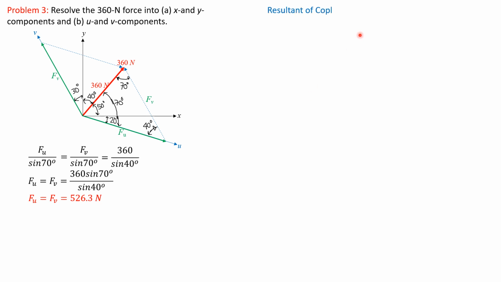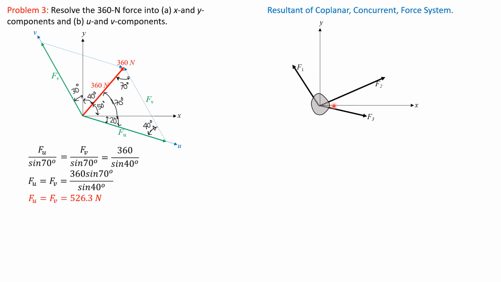Then let's have the resultant of coplanar concurrent forces, a concurrent force system. Let's just consider three forces. It may be two or more forces, and we find the resultant. In this case, I'll just consider three forces. There may be more than 3, 4, 5, 6, or so many forces acting at a common point. So they are concurrent, and because they lie on the same plane, they are also coplanar.